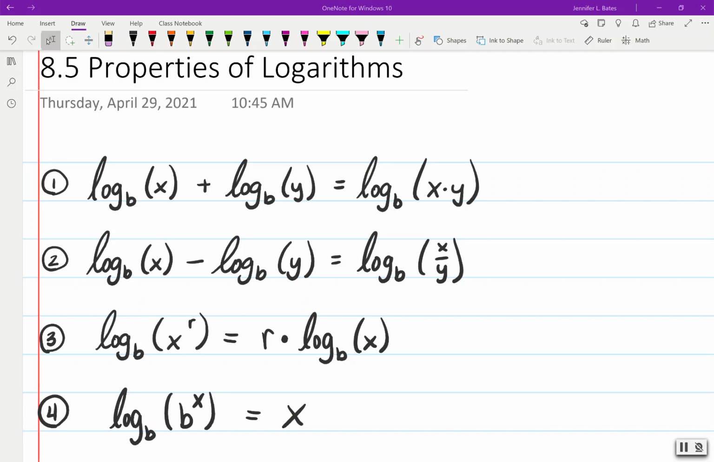All right, welcome to 8.5 Properties of Logarithms. Go ahead and pause the video and get these 4 properties written down. Once you have them written down, you can start the video and we will get started.